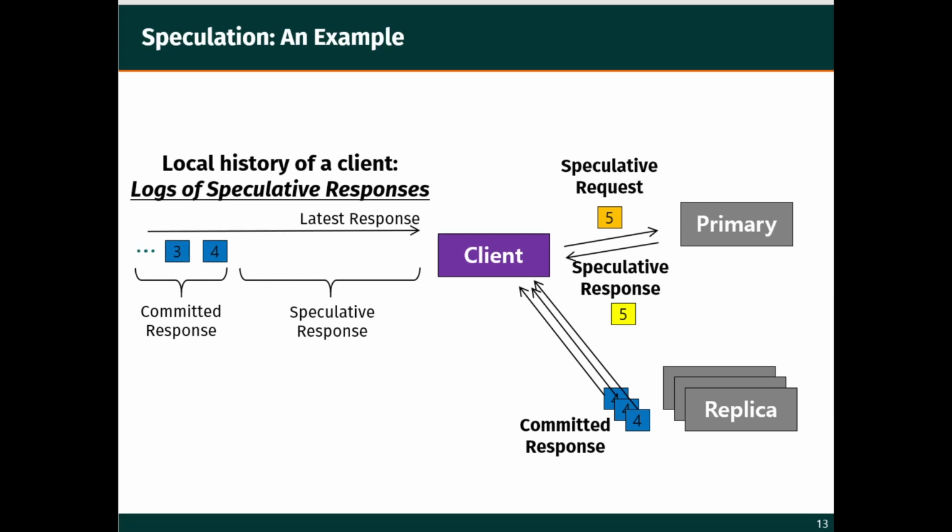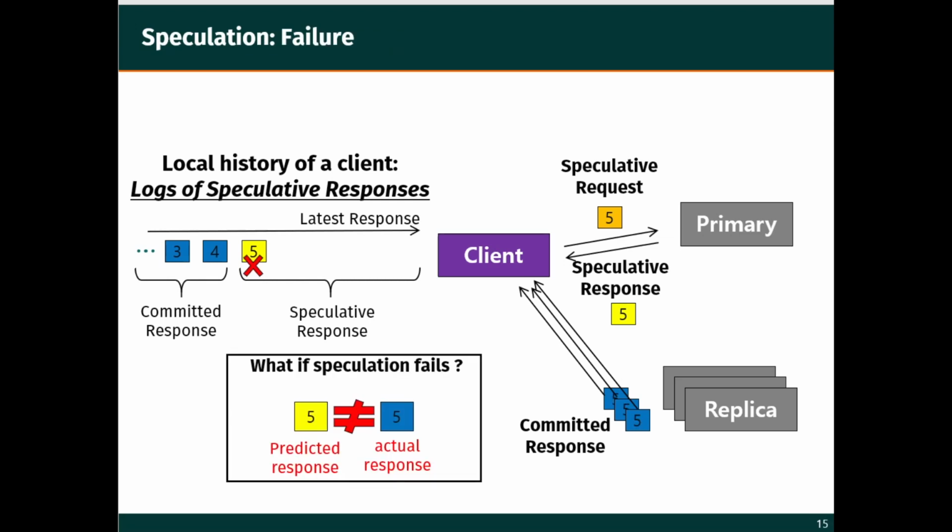Then the client sends a new fifth speculative request to the primary and receives the primary's speculative response, while the fourth request is already committed by the replicas. The received primary's response is logged in the client's local history.